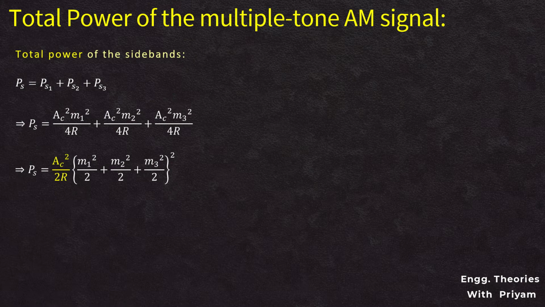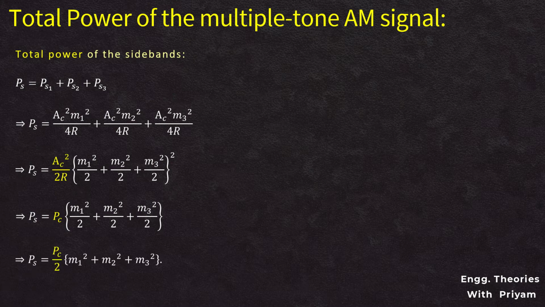Now substitute PC, which is the carrier power, for AC square by 2R, then it can be written as sideband power PS is equal to PC into (m1 square by 2 plus m2 square by 2 plus m3 square by 2). Take 2 common from the equation, then it can be written as PS is equal to PC by 2 into (m1 square plus m2 square plus m3 square). Identify this as equation number 3.